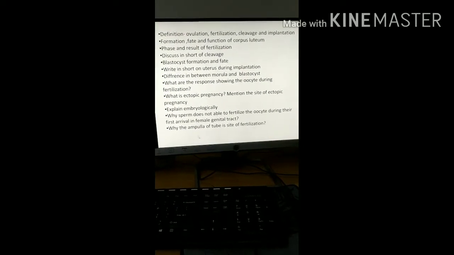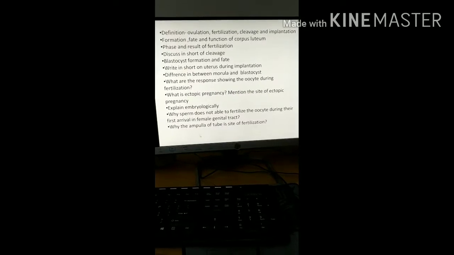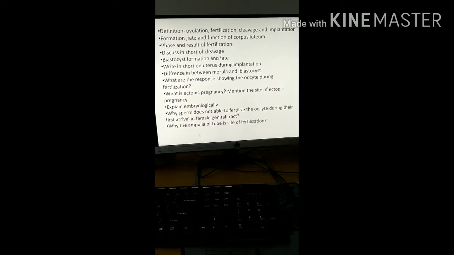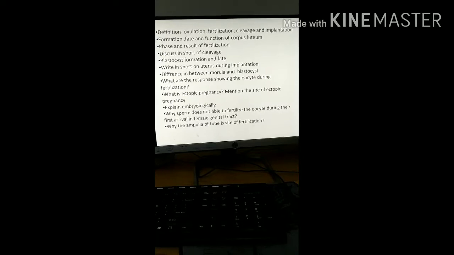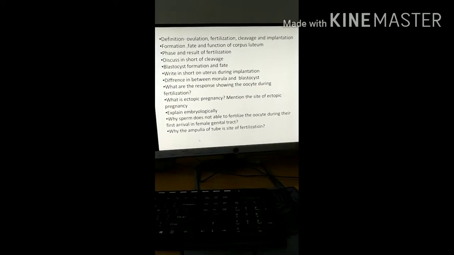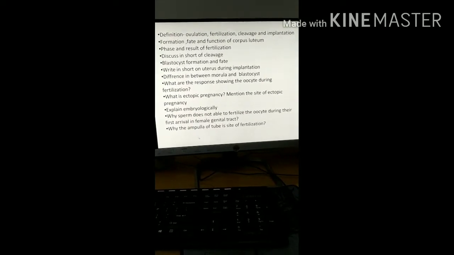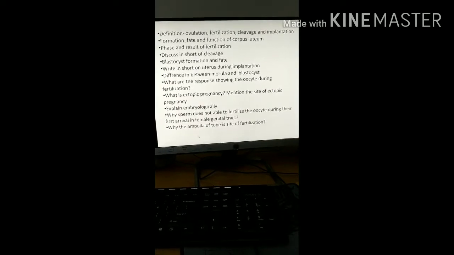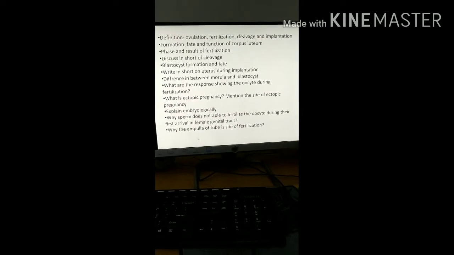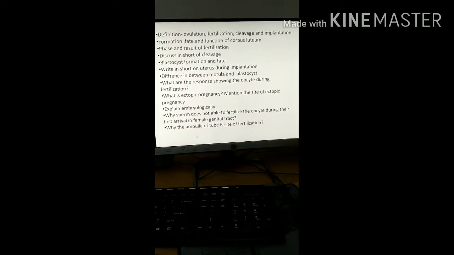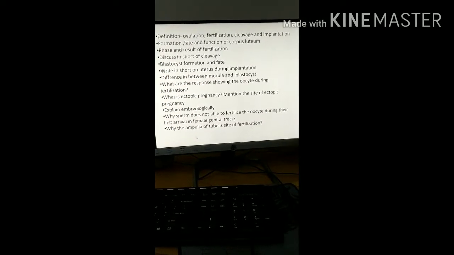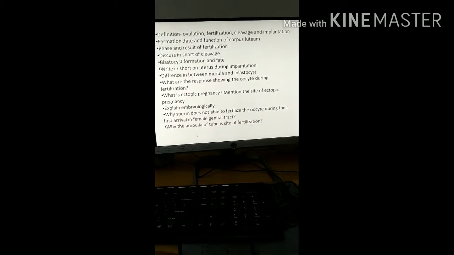There is also a figure to draw. Now, the difference between the morula and blastocyst, with a figure a must, and what are the responses showing the oocyte during fertilization. What is ectopic pregnancy and the different sites?